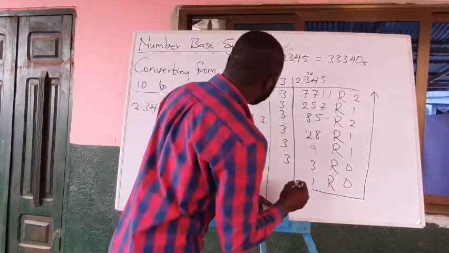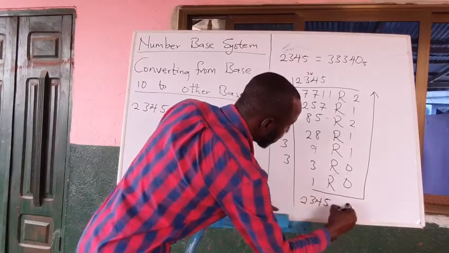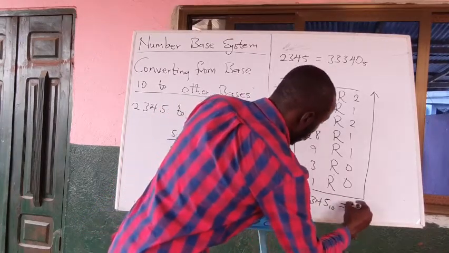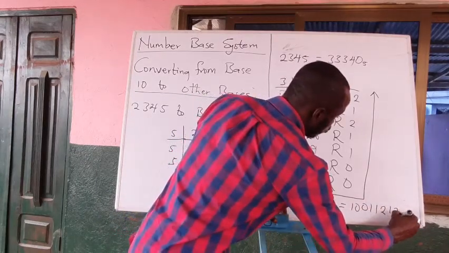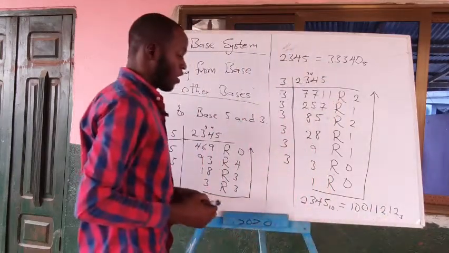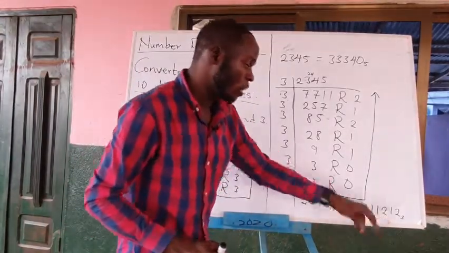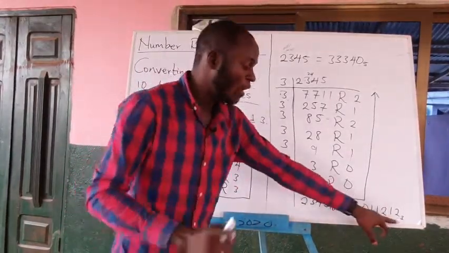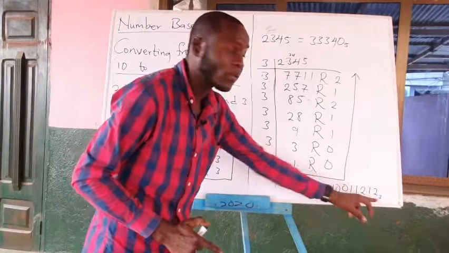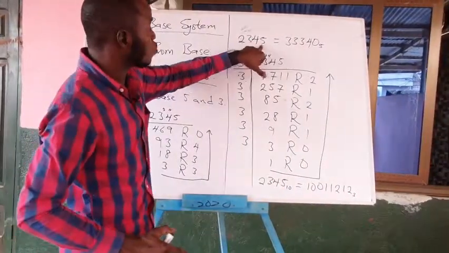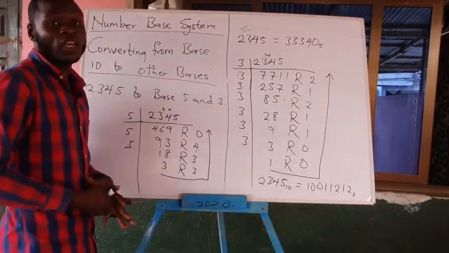Now you realize that 2345 base 10 will be equal to 1001 1212 base 3. When you look at this in the introduction, I told you the highest of the values with respect to their bases will be 1 less than the number. When you look at these numbers here, the highest is 2, 1 less than the base, which is 3. When you look at this one, the highest is 4, 1 less than the base here. So that was what I was talking about in the introduction.